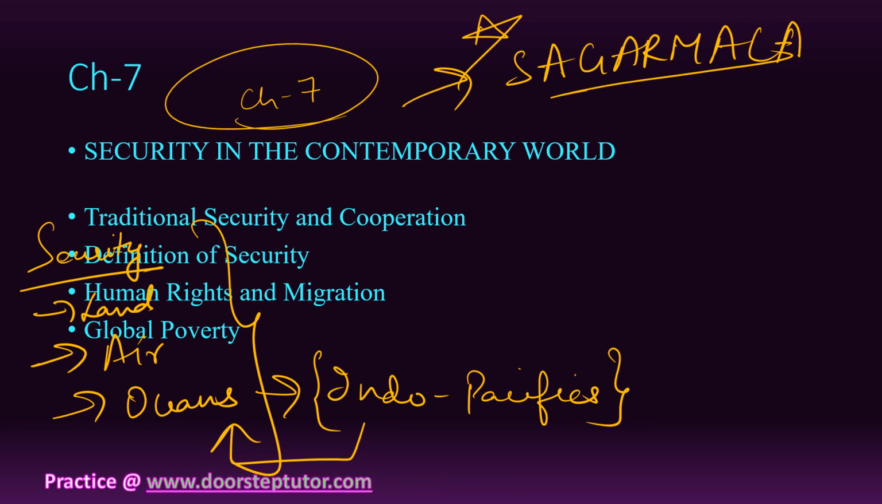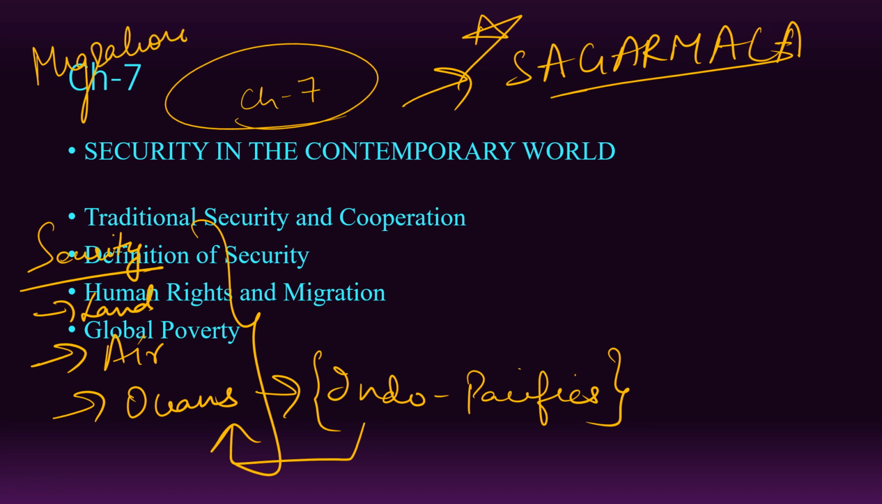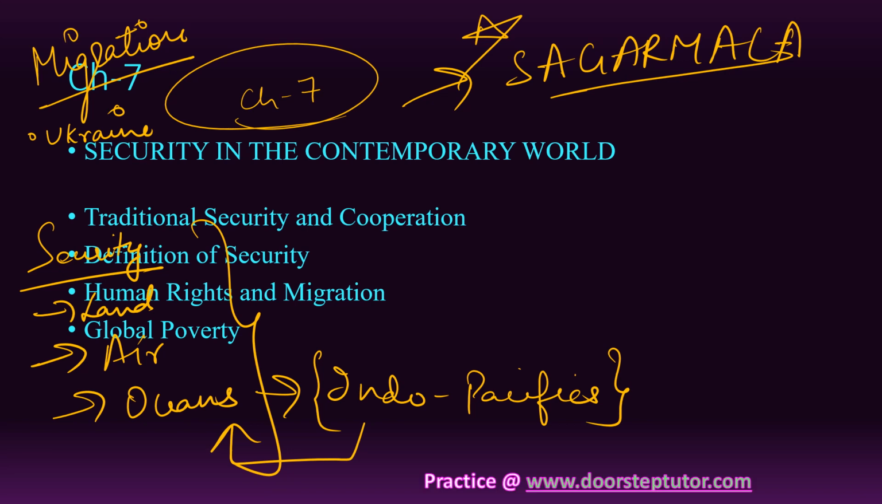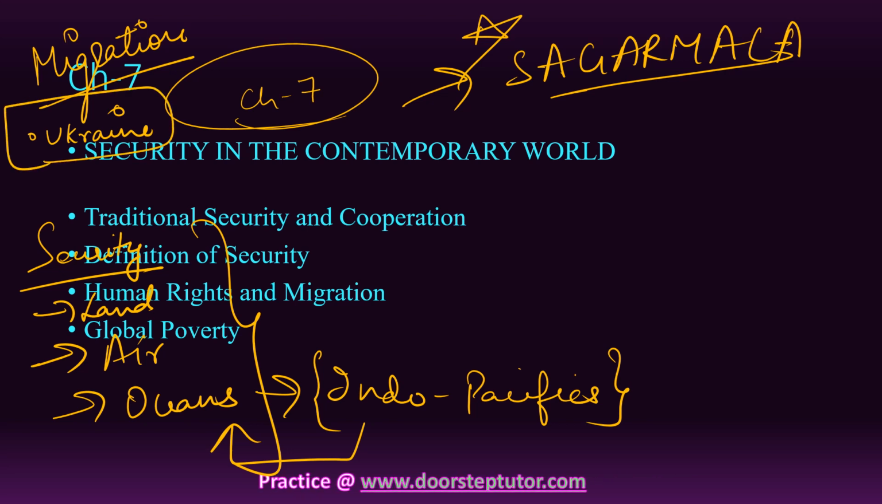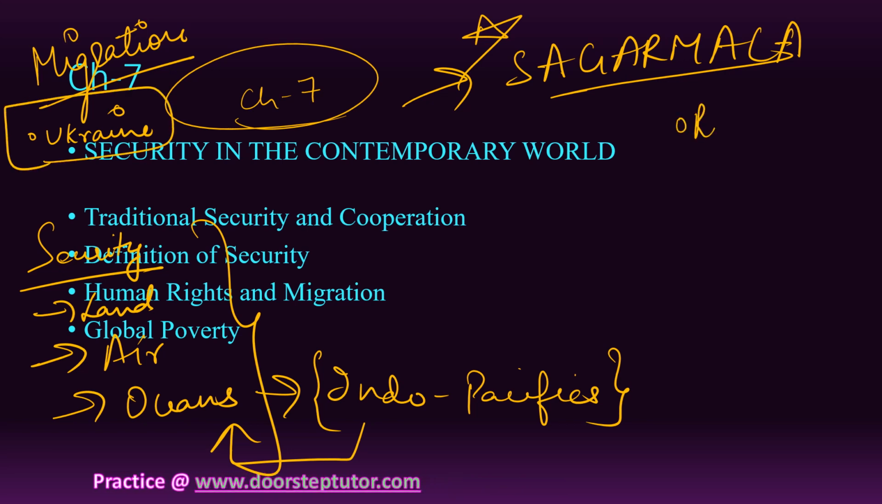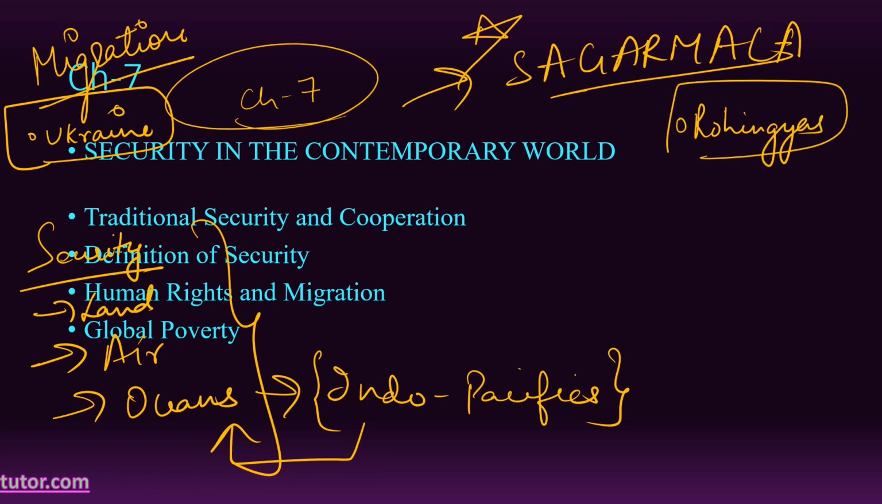What is the definition of security? Human rights and migration. Migration is another very important issue that has been in the news. So when you are covering political science, migration, you will be able to better relate it. Due to the Ukraine-Russia war, a lot of Ukrainian people migrated to different places. Your Rohingyas, who are these Rohingya population? So you should know about who these Rohingyas are.